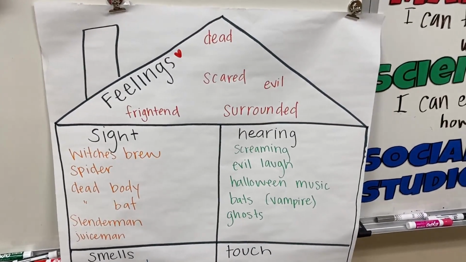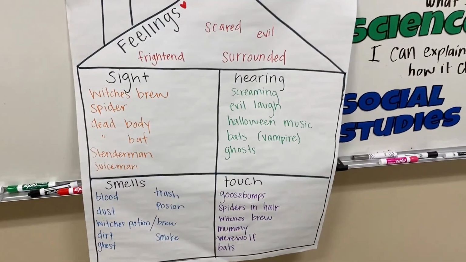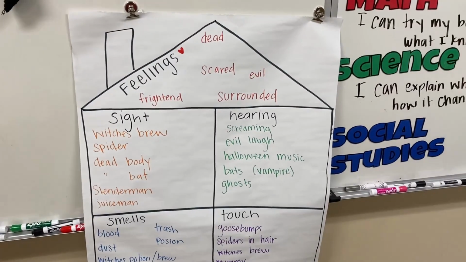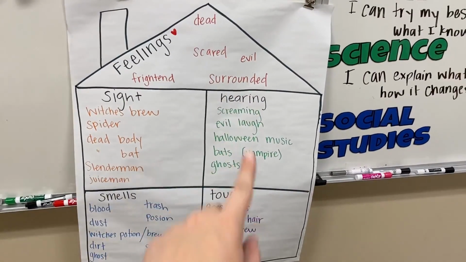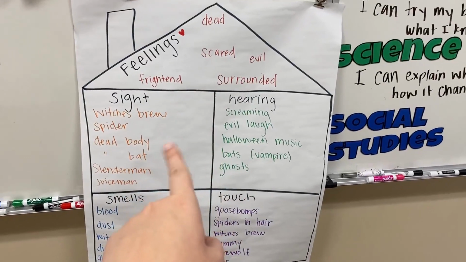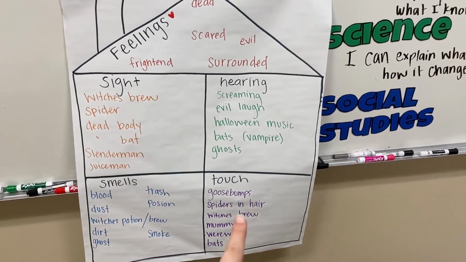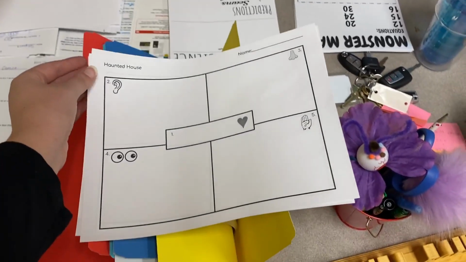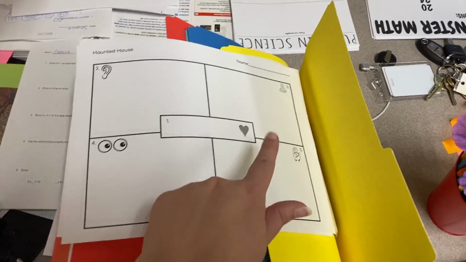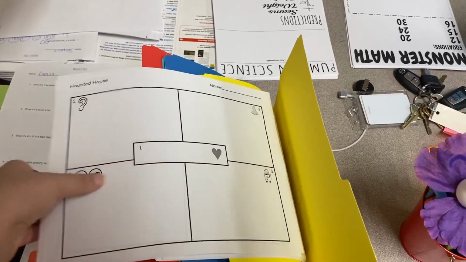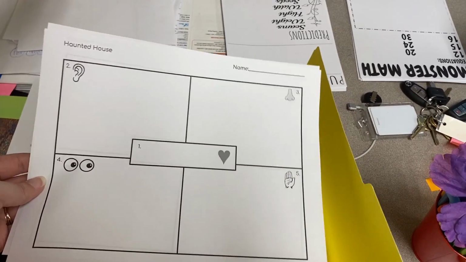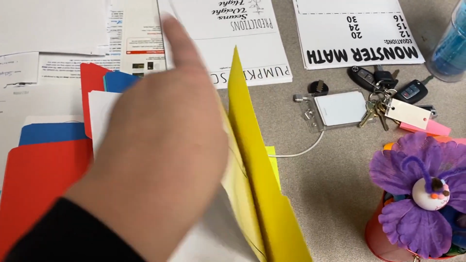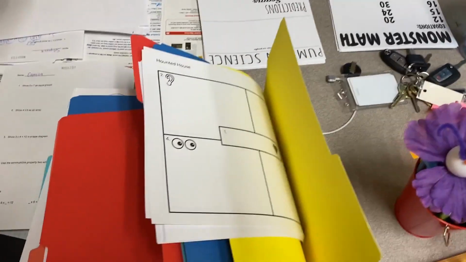This week for writing, we've been writing a descriptive paragraph about what it would be like to be in a haunted house. So as a class, we came up with this list of things we might feel, see, hear, smell, or touch. And then they had a 4-square with a little picture, and they had to write their sentence about those things, and then they wrote it on a house, and yeah, just really simple.